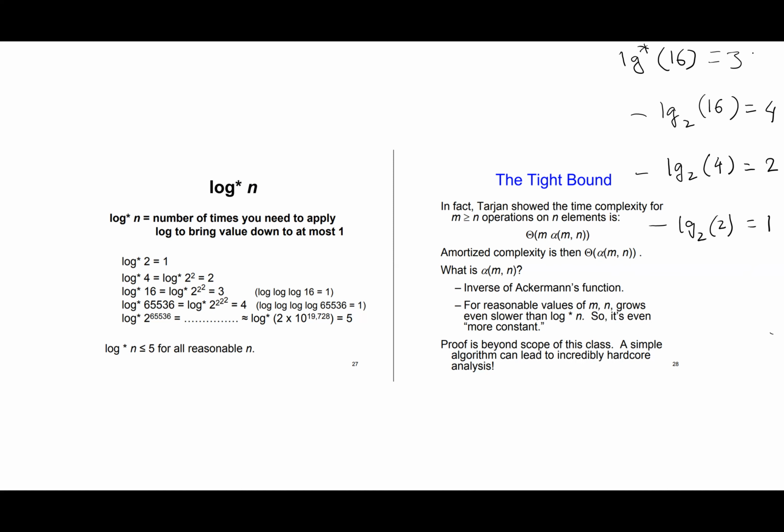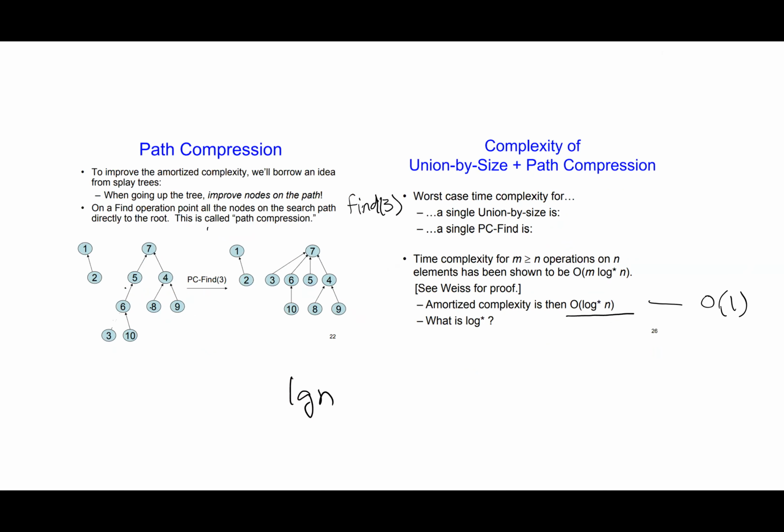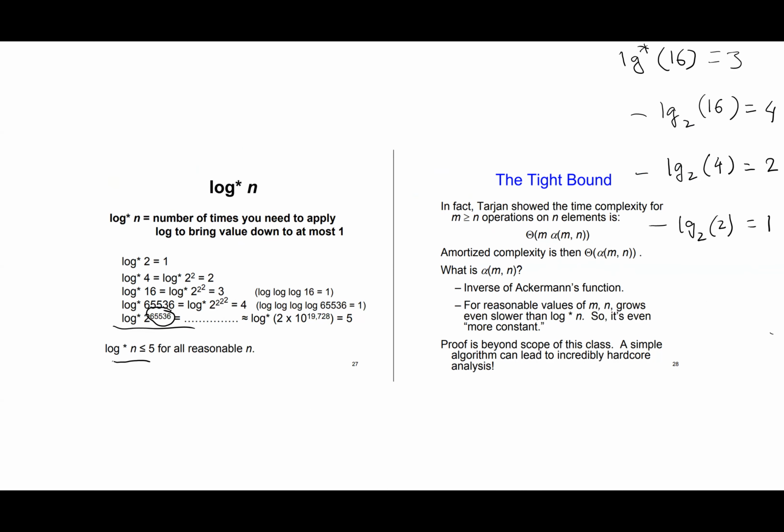Okay, so even for a very large number, log star is at most 5. It means that if your tree has like 65,000 nodes, even in the worst case, your find operation will take at most 5 steps. Why? Because we are doing path compression.